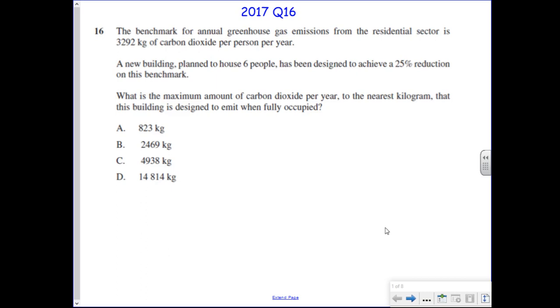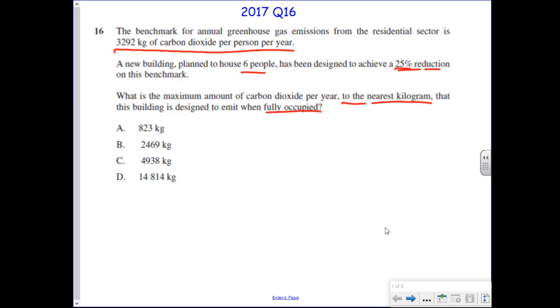So looking at this first question, the benchmark of an annual greenhouse gas emissions for the residential sector is that much carbon dioxide per person per year. And this new building planned for 6 people is designed to achieve a 25% reduction. So we've got 6 people, 25% reduction. What is the maximum amount of carbon dioxide per year, to the nearest kilogram, this building is designed to emit when fully occupied? So I mean, that means it is going to be 6 people.